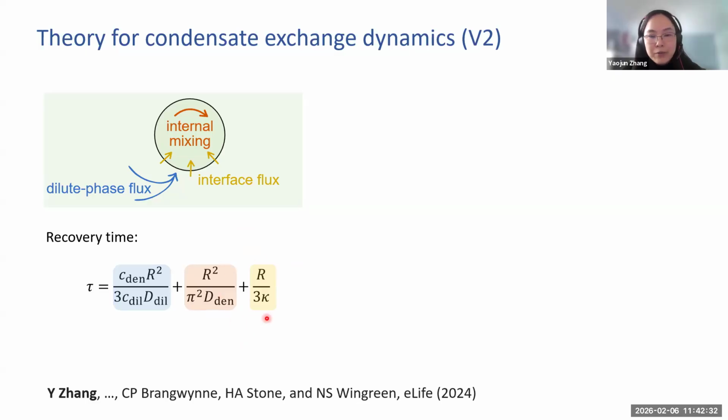And this leads to a third term in the recovery time expression here. So when kappa is small, the flux going through the interface can be rate limiting, leading to a large FRAP recovery time. Note that this interface limited term is proportional to R instead of R squared. And this is because the flux is proportional to the surface area, and the number of molecules to be replaced is proportional to the droplet volume. So R cubed over R squared makes it linear with R.